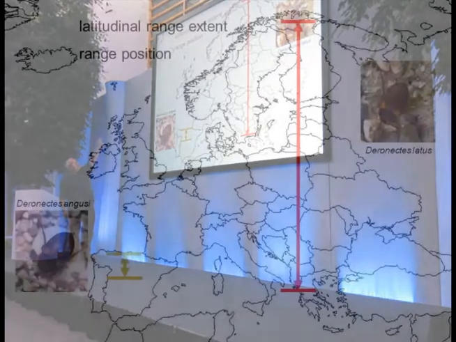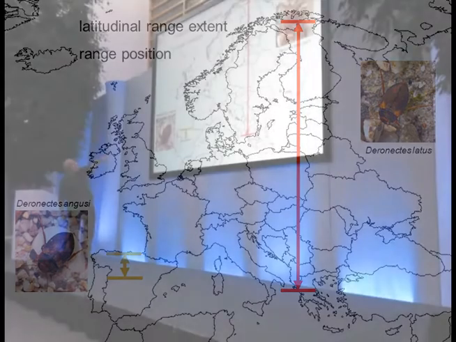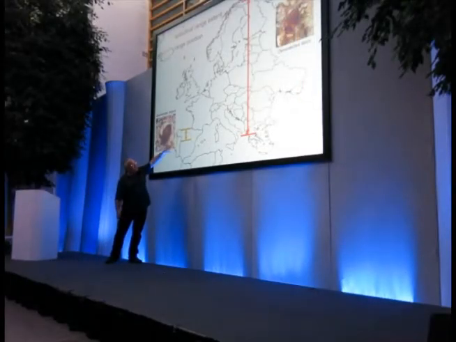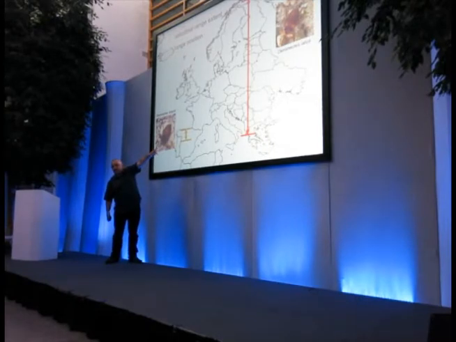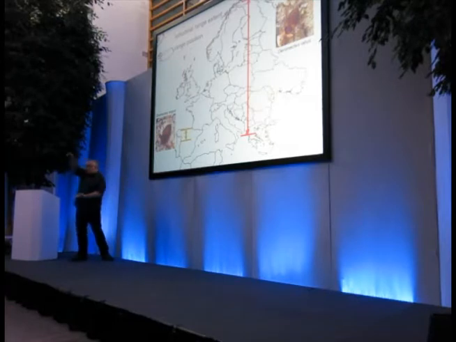And we looked at how two aspects of geographical range were related to these physiological measures. One, the latitudinal range extent. So comparing things like this Deronectes angusi, which is actually the sister species of this thing, latus, and looking at the difference in geographical range extent in terms of the latitudes these things span.